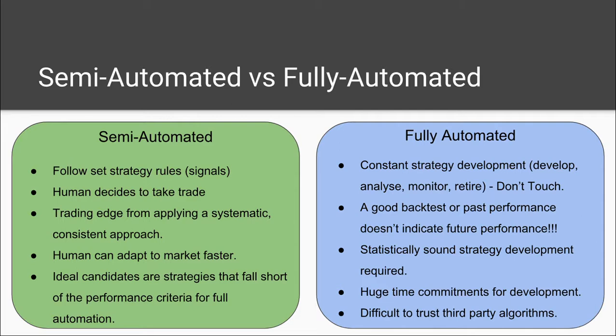So fully automated strategies require constant development. There's not a holy grail strategy that you can get and run for the rest of your life and make easy money. It's a full-time job. It takes a huge amount of work, and you're constantly developing strategies. You're analyzing these strategies. You're monitoring these strategies, and then you're retiring these strategies when they fall short of their performance criteria. So you usually want about 10 or so strategies running live. Some will be doing well, some won't be doing well, and you're constantly refreshing the ones that are retiring. So it's a full-time job. It's not an easy task.